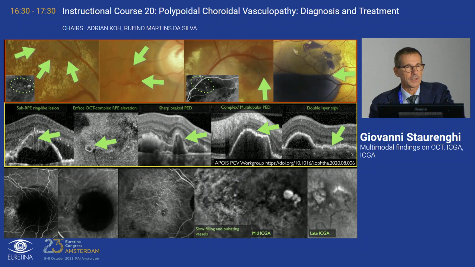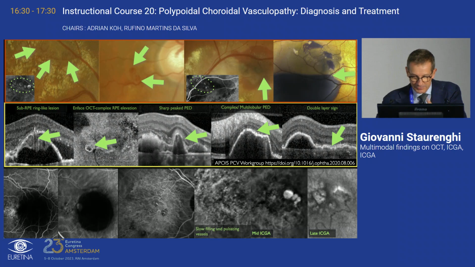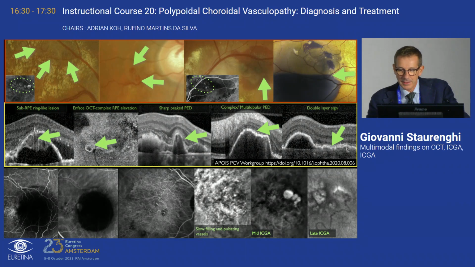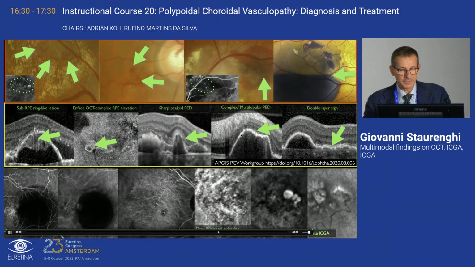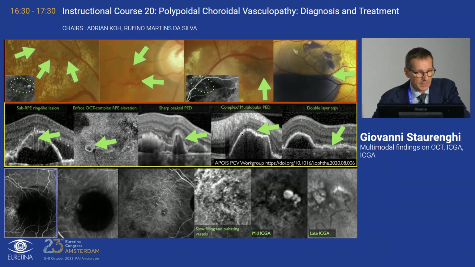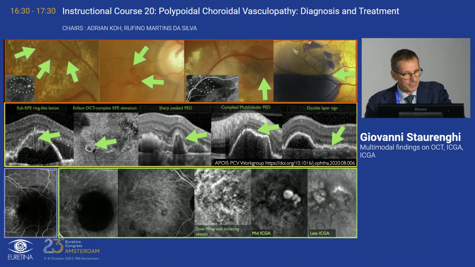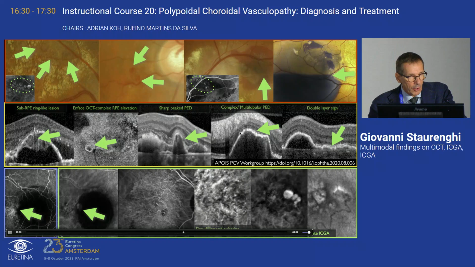Of course, the double layer sign is not always a single sign of a polypoidal lesion, but if you have this one plus the others, you can actually think about it. Then we look at the angiographies, and when we have the hotspot at the margin of the RPE detachment, you have to think about a polypoidal lesion.